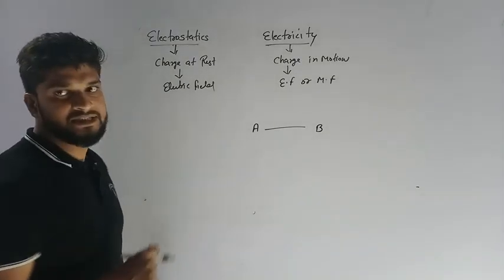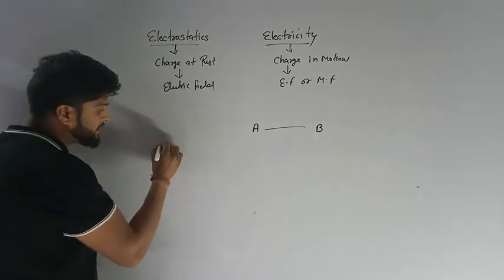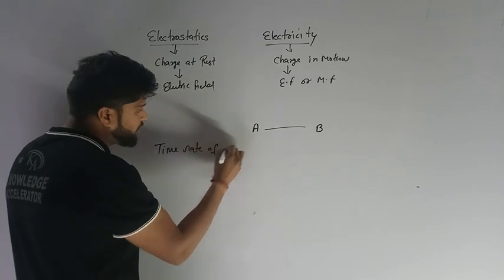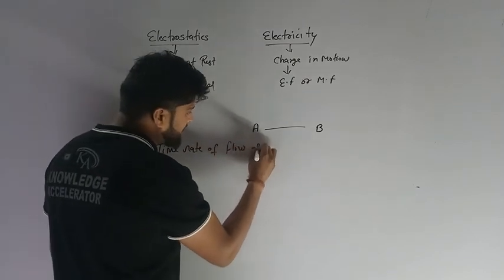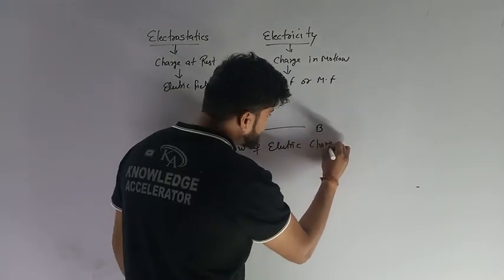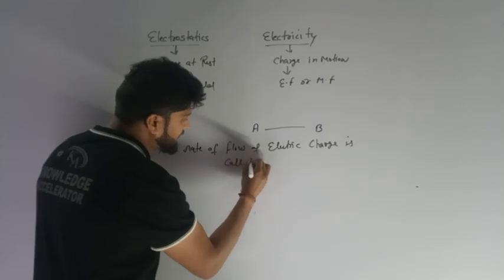The definition of electric current is the time rate of flow of electric charge. The time rate of flow of electric charge is called electric current.